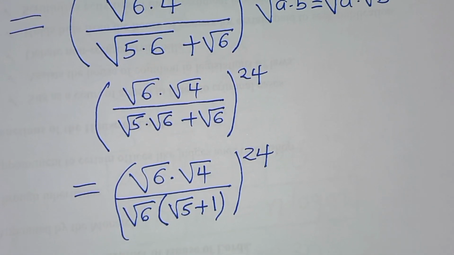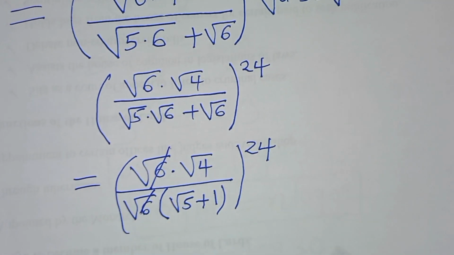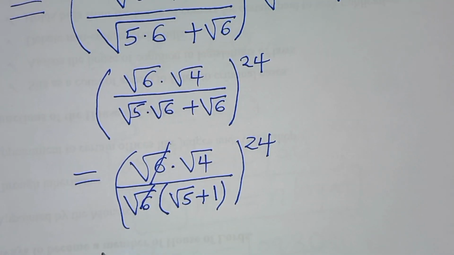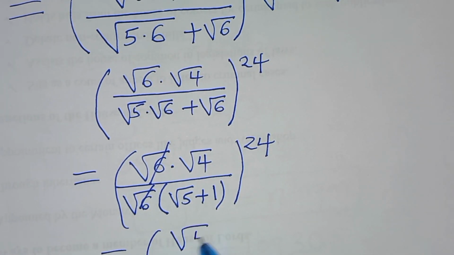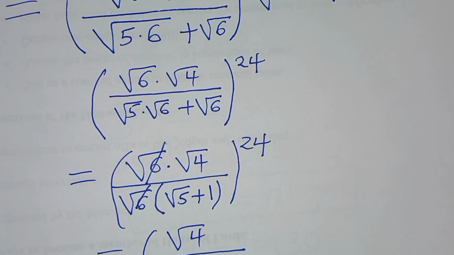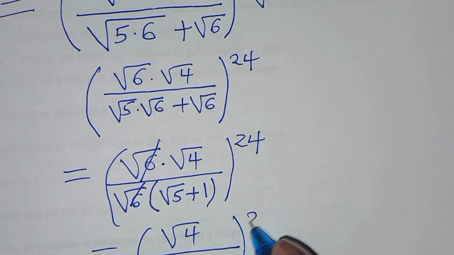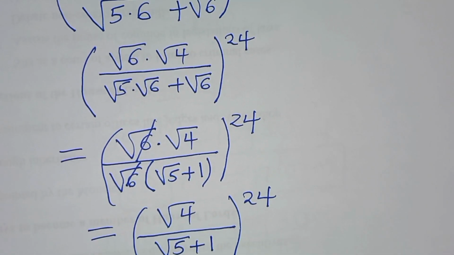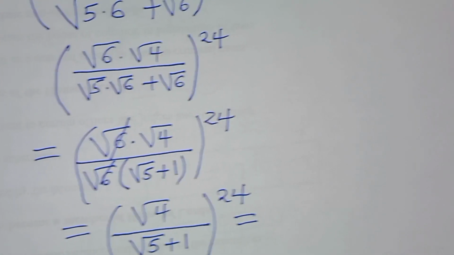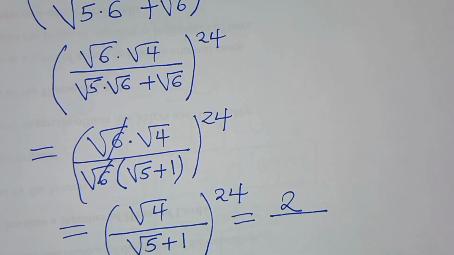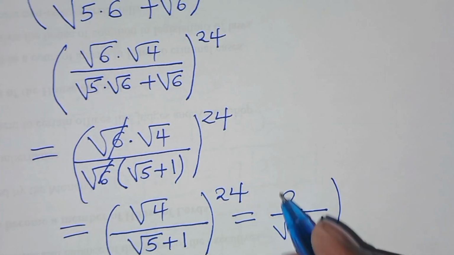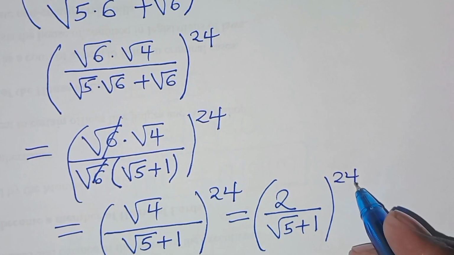The next step, square root of 6 and square root of 6 simplify, so now we have square root of 4. This is the same thing as square root of 4 divided by square root of 5 plus 1, everything raised to power 24. Square root of 4 is the same thing as 2, so we have 2 divided by square root of 5 plus 1, everything raised to power 24.